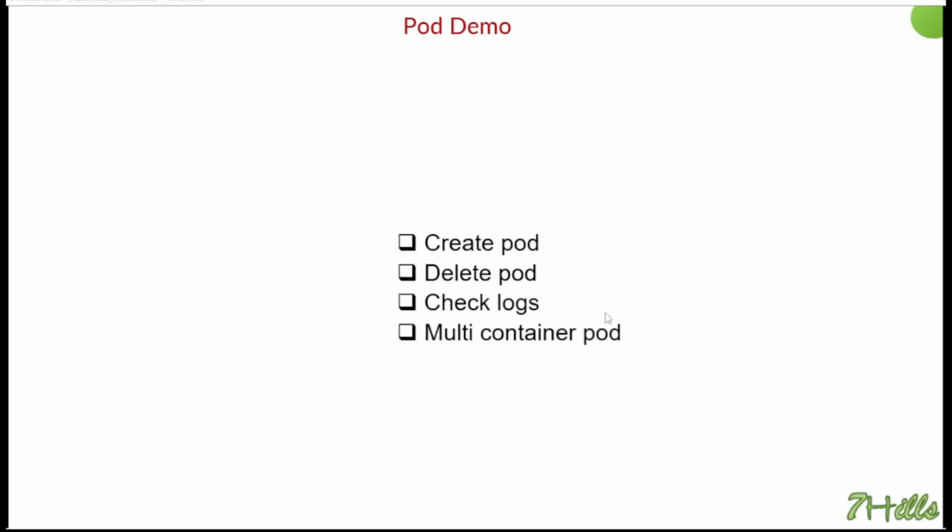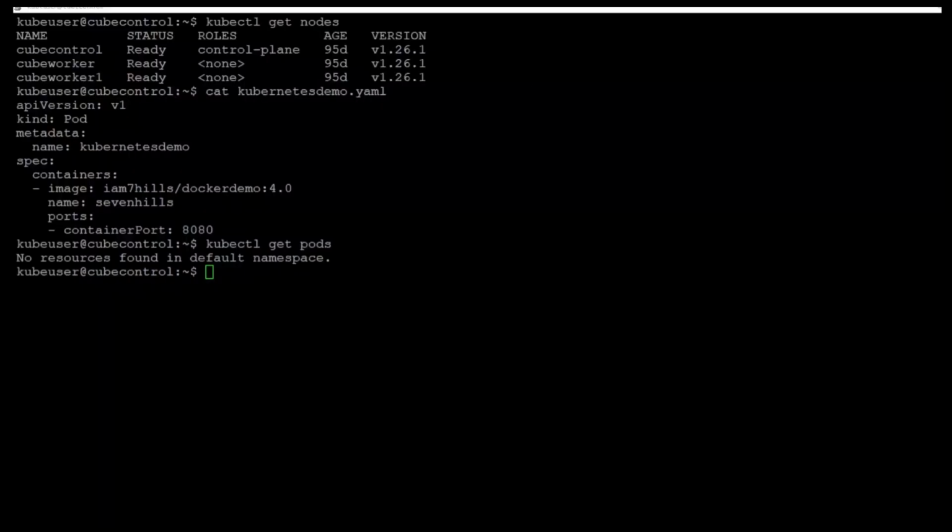For this demo, we will be looking into how to create a pod, how to delete a pod, how to check logs for the containers running inside the pod, and then I'll be showing how we can run multiple containers in a single pod. For this demo, I'm going to use the Kubernetes cluster. In my cluster, I have one Kubernetes control plane and two worker nodes. The collection of your control plane and the worker nodes is called a Kubernetes cluster.